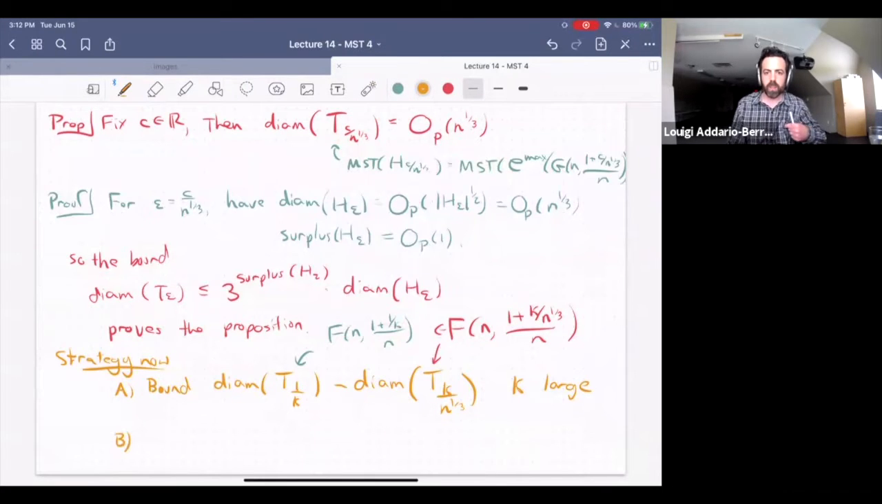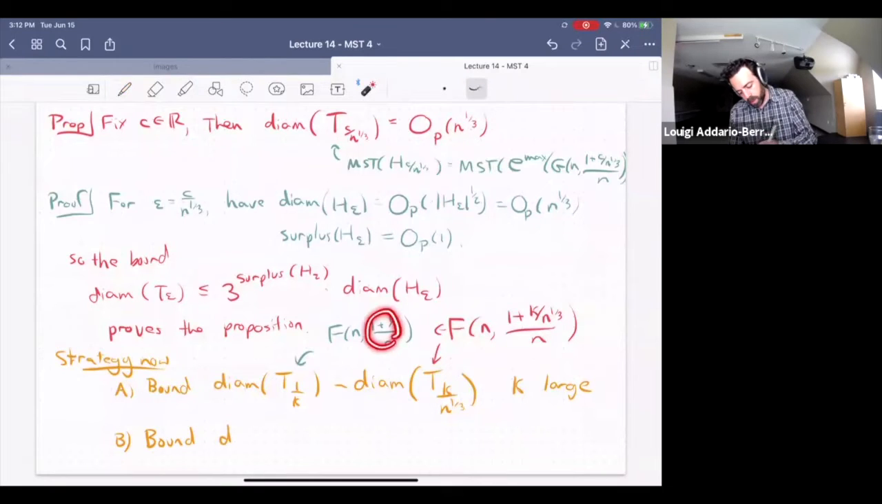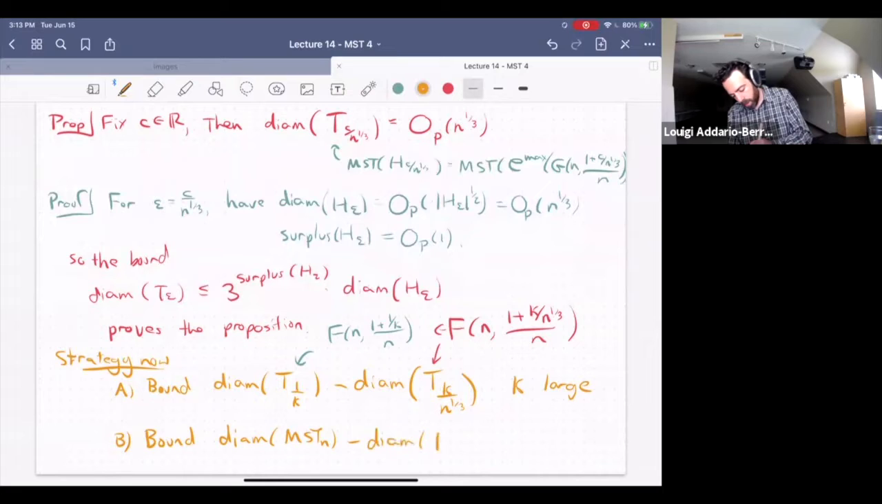That's actually going to be the sort of harder step. And then the second step, which is easier and I'll actually do first, is to figure out what happens when we go from this barely supercritical range all the way up to the final MST. So the difference between the diameter of the minimum spanning tree and the diameter of T_{1/k}. Okay, so is the sort of picture of the proof clear?